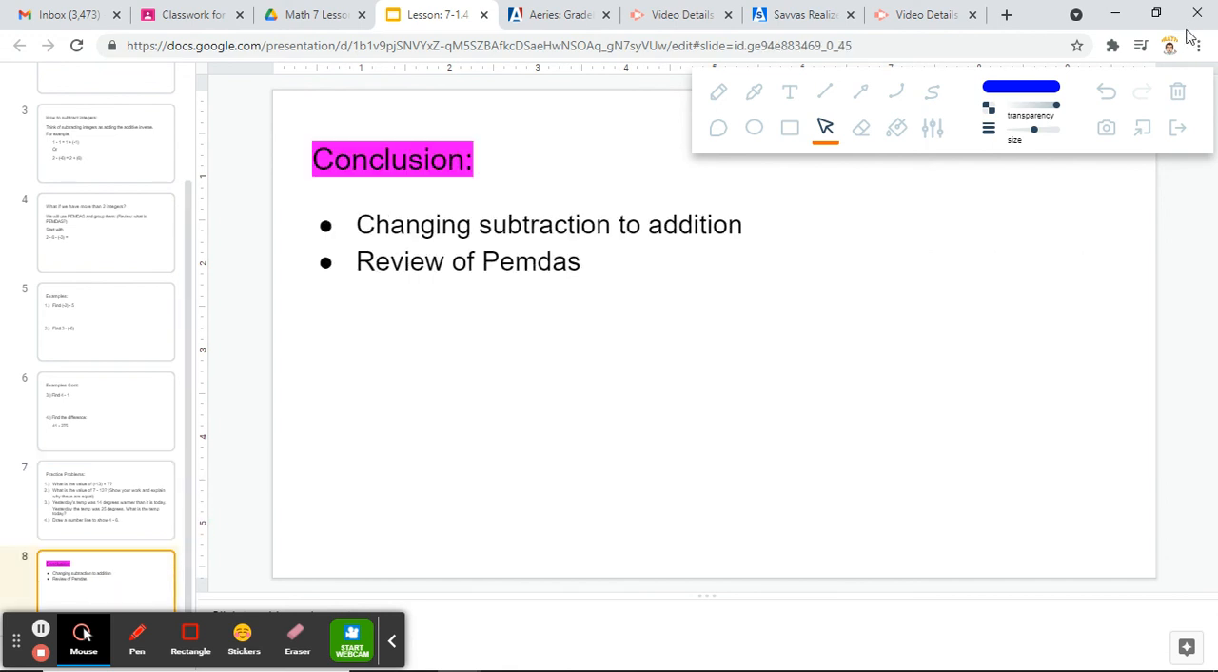All right, so in conclusion, today we learned about changing addition to subtraction. And no, we didn't. We learned about changing subtraction to addition. We also reviewed PEMDAS, and we even used some things like number lines in order to show our values here.